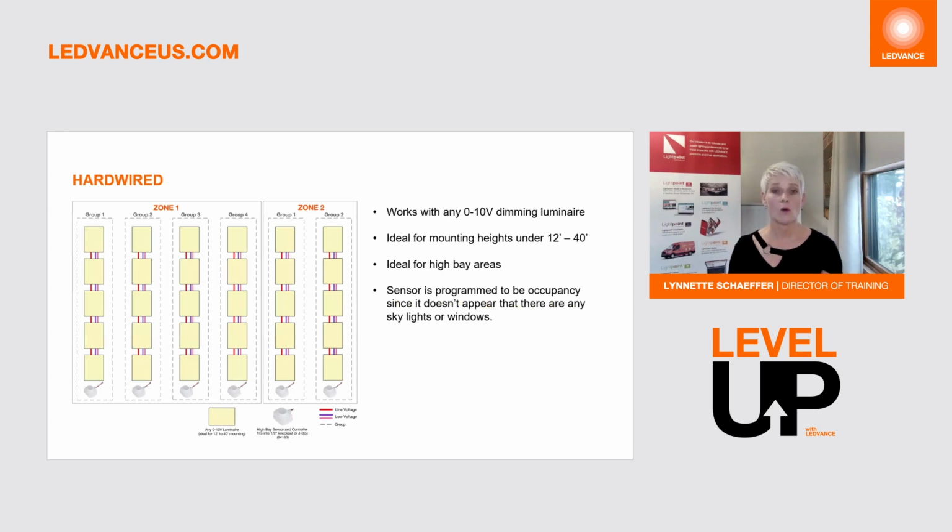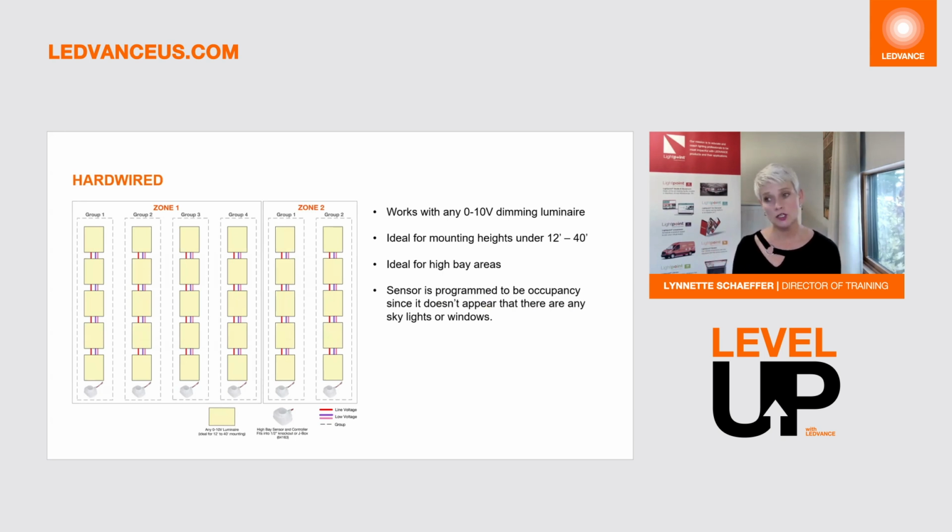Now here's an example of, say, a warehouse with 6 aisles. One zone has 4 groups, the other zone has 2 groups, one sensor with controller operating each aisle using low voltage control wires. You can see here sensor with fixture controller with your low voltage control wires running from one to the other. This is ideal for mounting heights where you're above 12 feet all the way up to probably about 40 feet. So really more high bay applications.